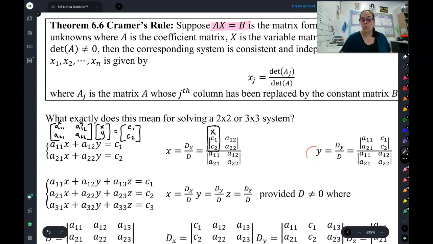Then to solve for y, we want to take the coefficient matrix, but now I'm replacing the y column with my constant matrix and leaving the x column alone. And I divide by the determinant of the regular matrix. And that will actually solve for x and y of your system.